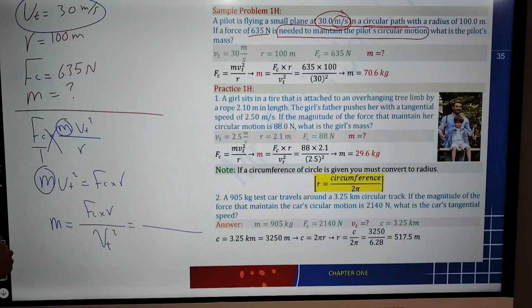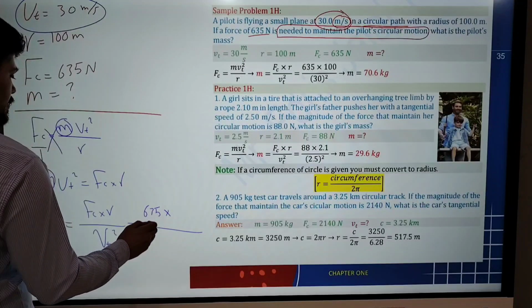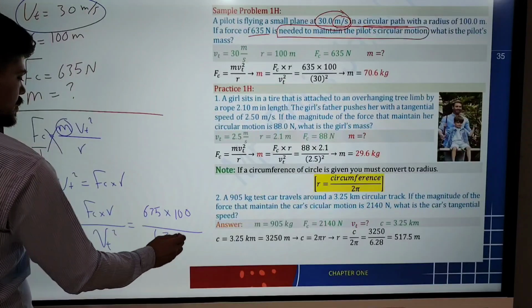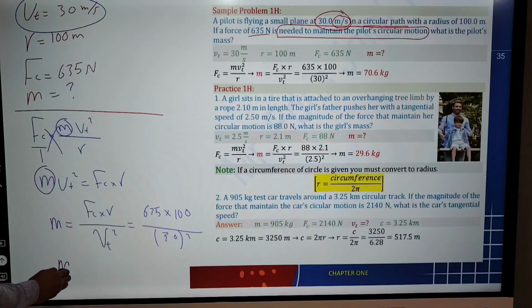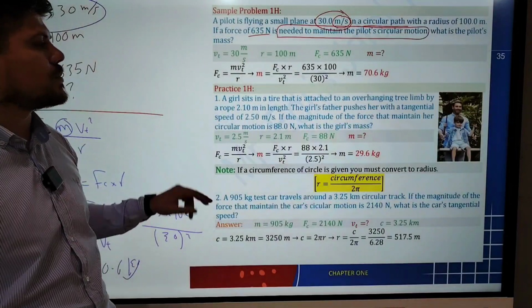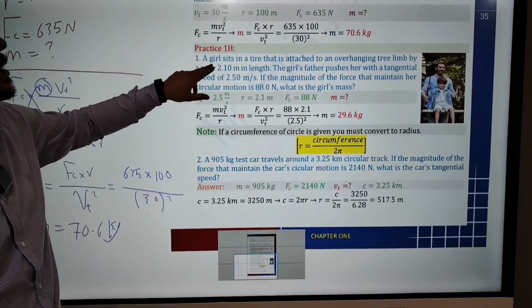Now you can replace Fc: 635 times 100 divided by 30 squared. Which is equal to what? It is equal to 70.6 kilogram. This is sample problem 1H. Okay, the mass is 70.